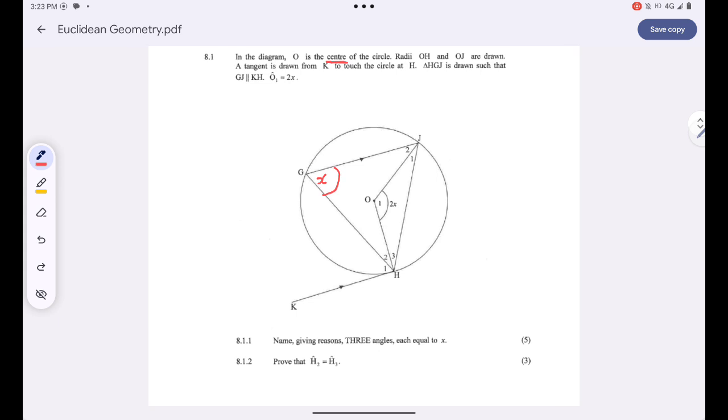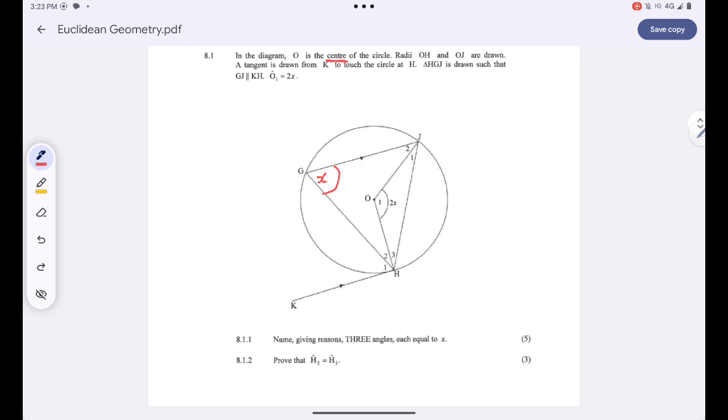And then we are told that a tangent is drawn from K to touch the circle at H, and then triangle HGJ is drawn such that GJ is parallel to KH. Okay, and then we are told that O1 is equal to 2x.